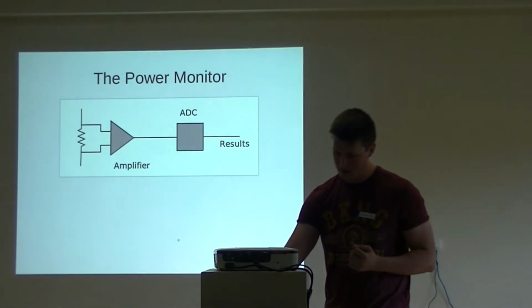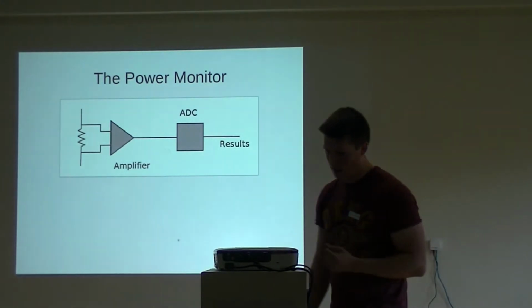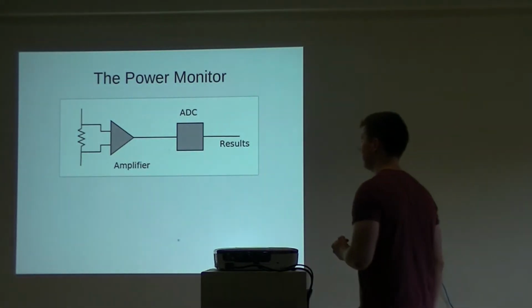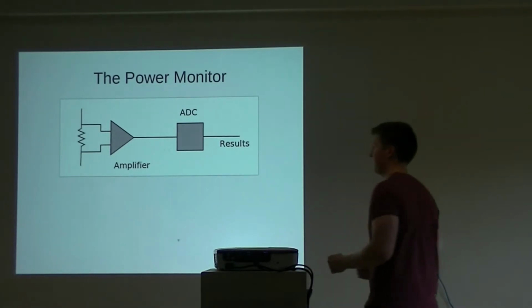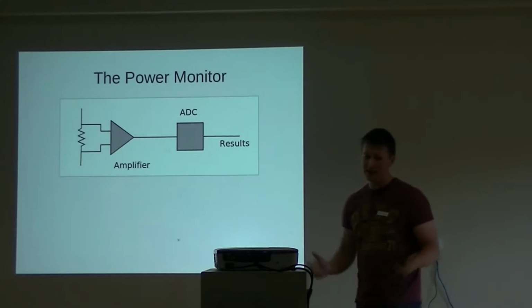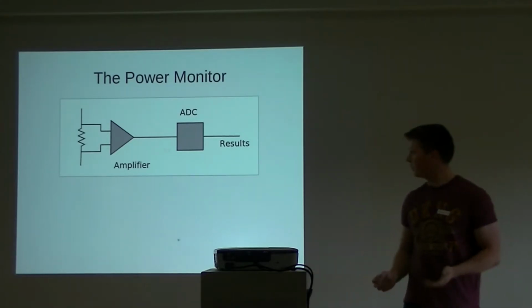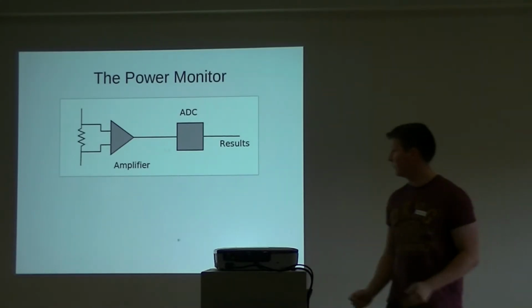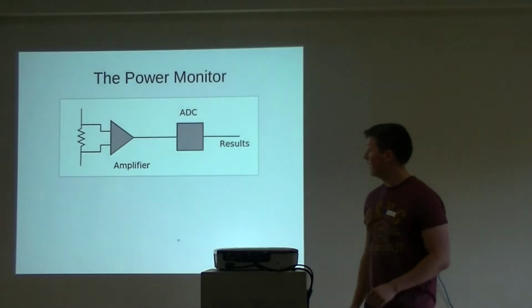So let's have a close look at this power monitor. It's a fairly simple design. It's just an amplifier and an ADC. And this ADC spits out 12 bits of data and is sent on to the logger.